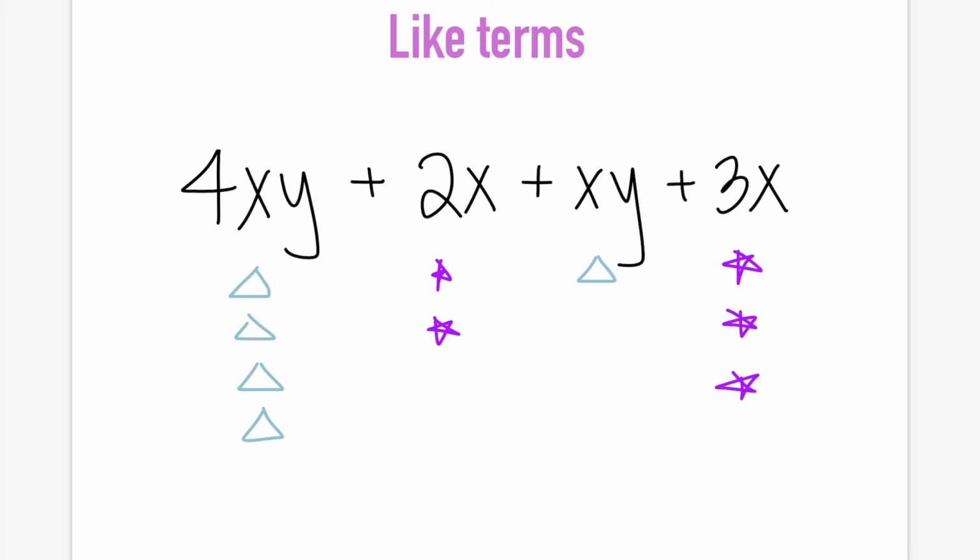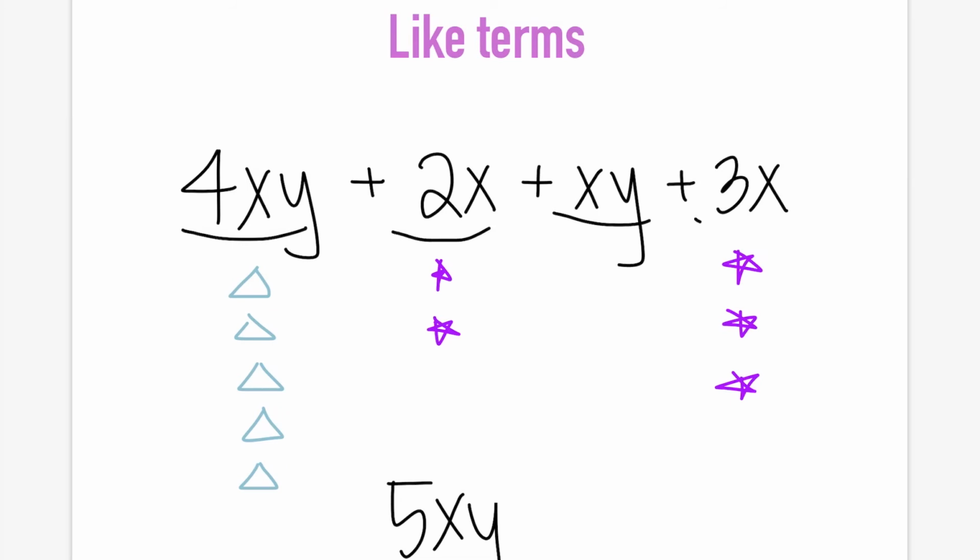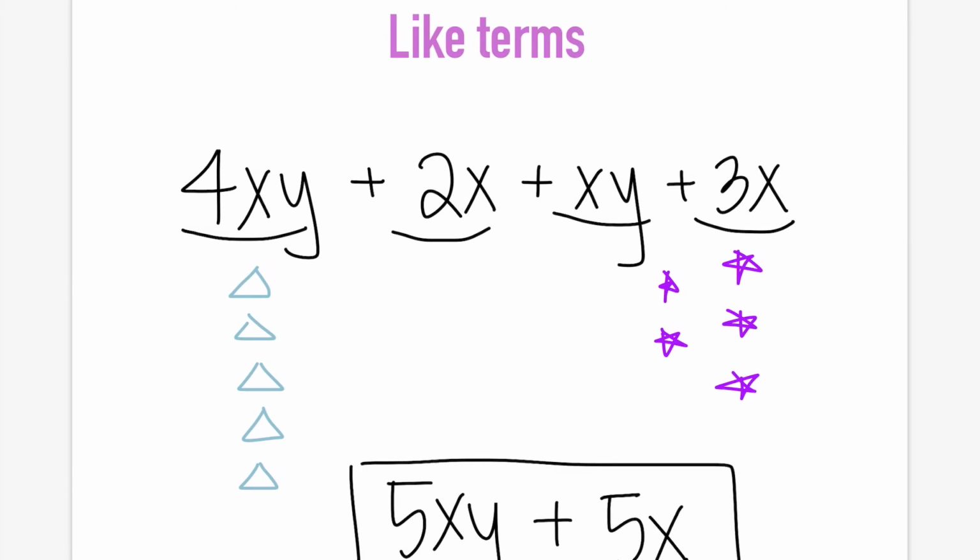So now when I'm combining like terms, I can only combine the ones that match up together, that have the same variables raised to the same power. So here when I add 4xy and xy, I have a total of 5 triangles. So I end up with 5xy. When I'm adding 2x plus 3x, I have a total of 5 stars here. So I have 5x. I now have this simplified expression here where I've combined all like terms.